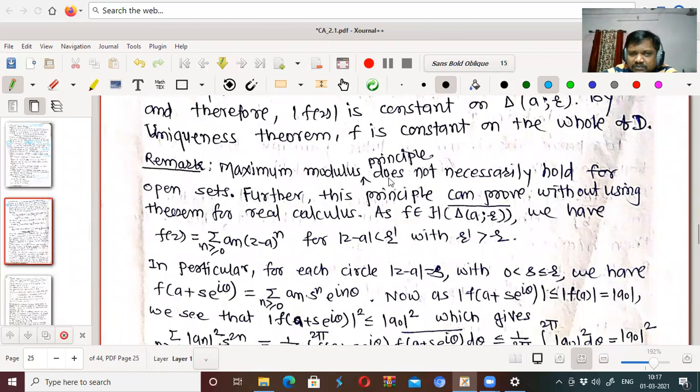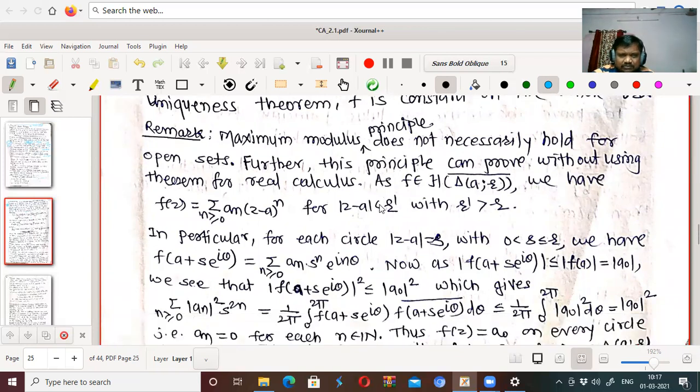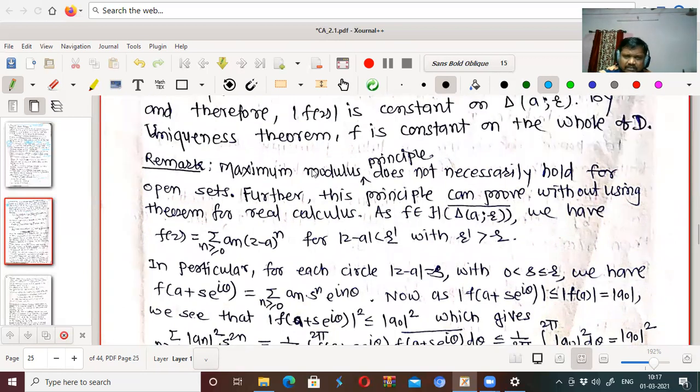Now, the maximum modulus principle does not necessarily hold for open sets. It is not necessary for open sets. Further, this principle can be proved without using the theorem for real calculus. That is the remark, and this is the proof of that remark. We don't need it, but you only keep in mind that it does not necessarily hold for open sets.